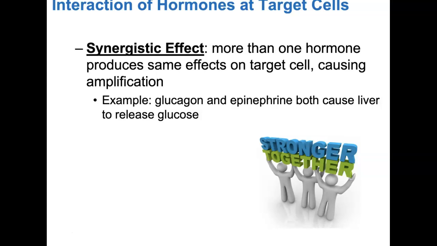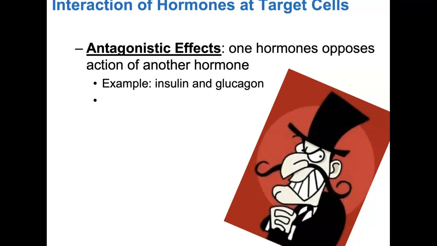And that's called synergy when you're working together. So an example is glucagon and epinephrine both cause the liver to release glucose. So they're two hormones that work together that will help us to have more energy, more glucose floating in our bloodstream. Another way they can work together is as antagonists.